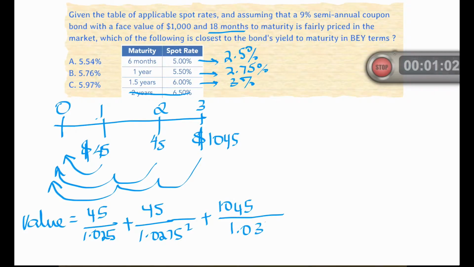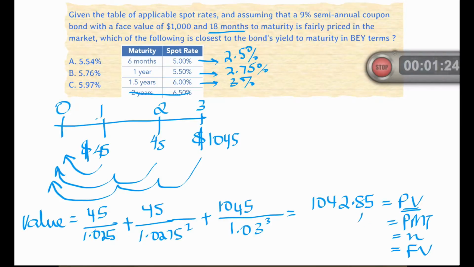Now we're given in the question that this bond is fairly priced, and we're asked to compute the one discount rate, also known as the yield to maturity, that would make the present value of all these cash flows equal to this value that we compute here. So we set our present value as the price computed based on the spot rates. We know that we have 3 payments of $45 each and a final face value payment of $1,000.